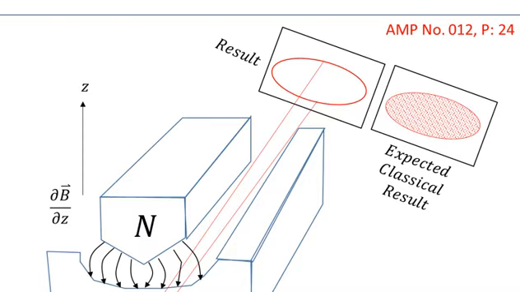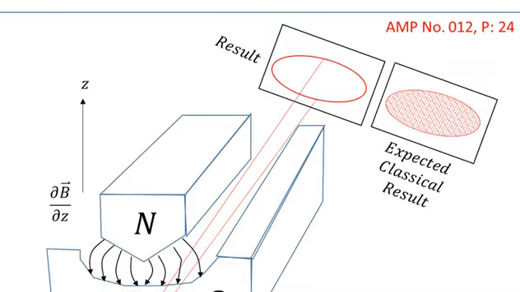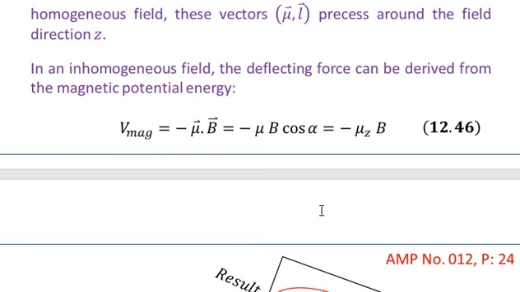So there is deflection along the positive z direction and along the negative z direction. This is what we are going to understand: why are these deflections there? And we are going to take advantage of this magnetic potential energy, because we can derive the force from this potential energy.